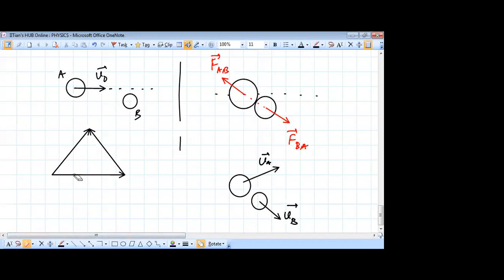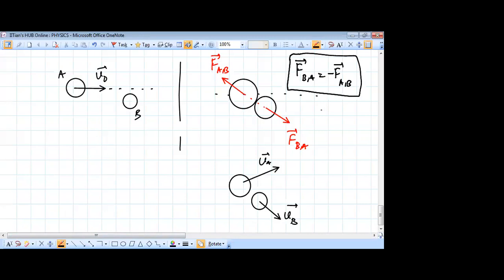So there are so many different cases possible in collision. But the important thing is this. The action is equal and opposite to the reaction. So the amount of force applied by B on A will always be equal and opposite to the force applied by A on B. This relation will always hold true. So the action-reaction principle holds true even for fundamental forces.